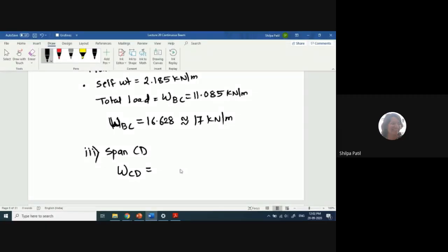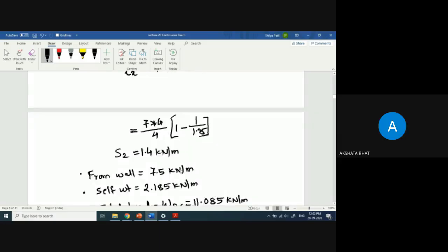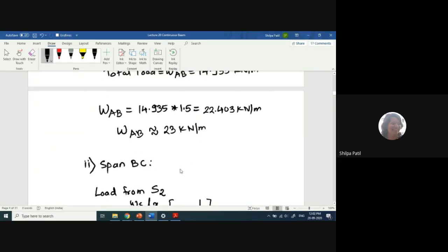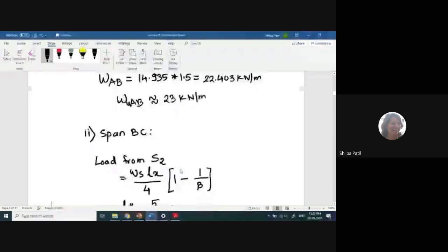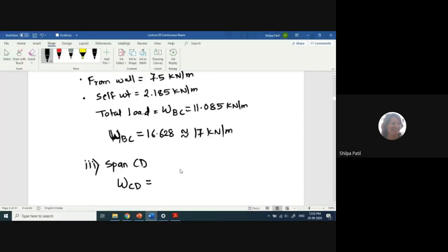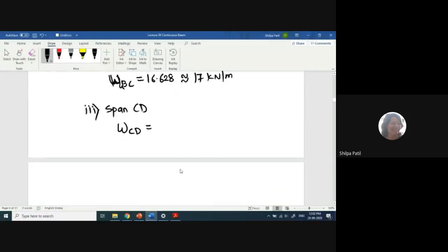Tell me the ultimate load. 25.03. This is WUAB. Sorry, I forgot to write down the sign for ultimate. WUCD. Yes. What is the value? 25.03. Okay. So I will consider this as 25.